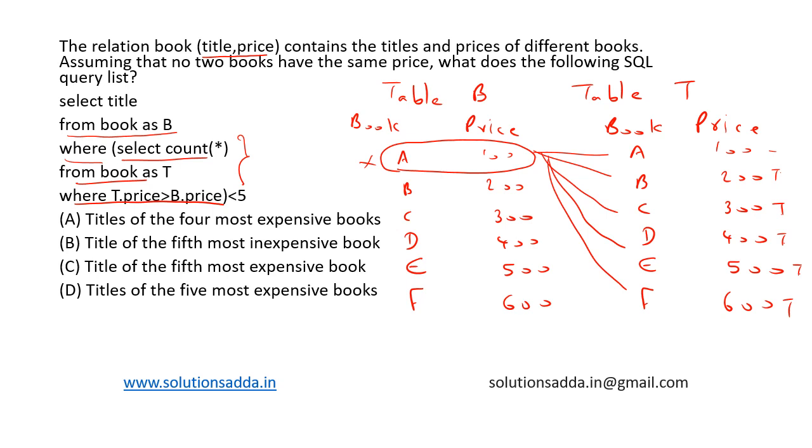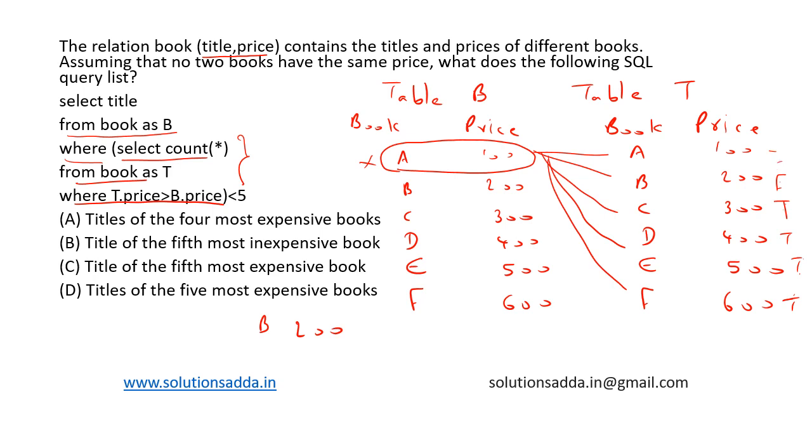Now let's take 200. On 200, 100 is less than 200, so this will not be taken, because T.price is greater than B.price is false. Now we are considering 200 greater than 200, which is false, but 300 is greater than this, so this will be true, and this will be true, and this will be true. So it returns 1, 2, 3, 4. So this count is 4. 4 is less than 5, so this is also true. So it returns B 200.